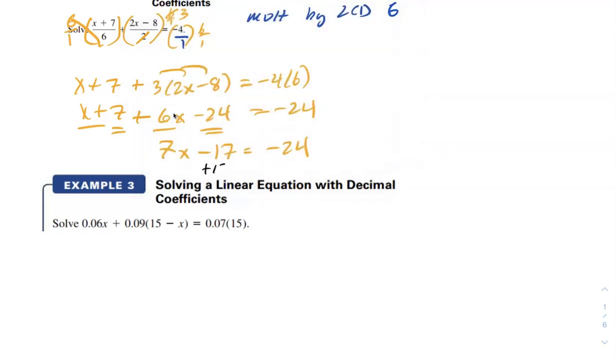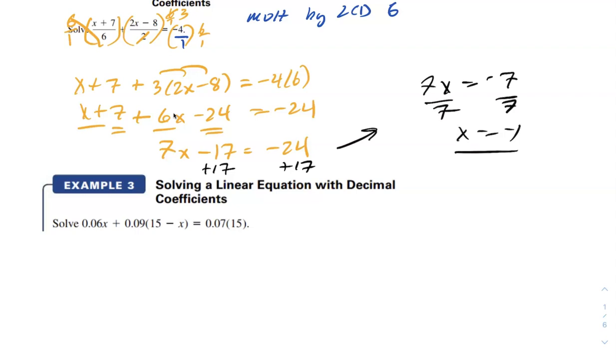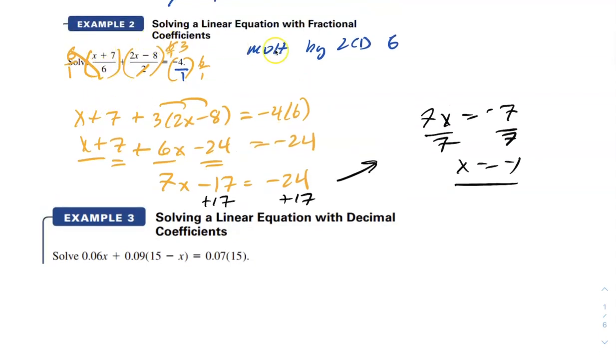So then we add 17 to both sides. And I get 7x equals negative 7. So divide by 7. x equals negative 1. Right, so it's just a shortcut for what do you do if you have fractions? Well, no one likes fractions. Multiply everything by the LCD and you get rid of your fractions.